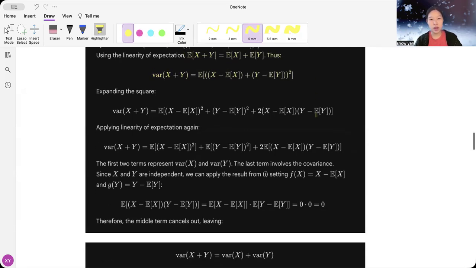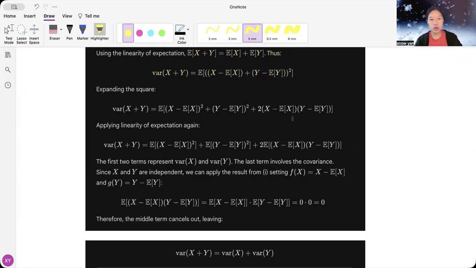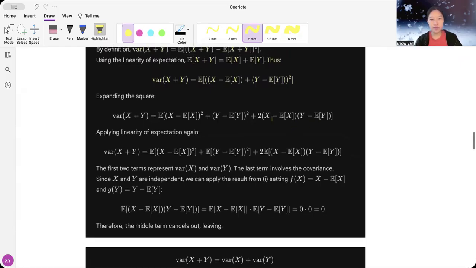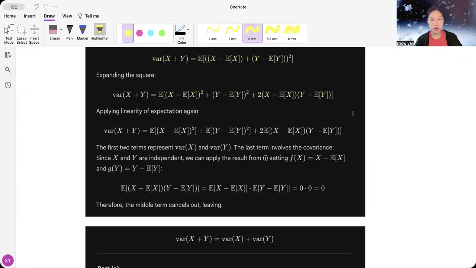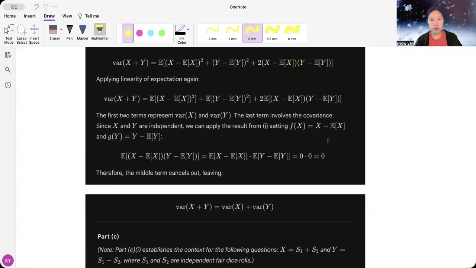It expanded the square so that we have this plus 2 times that. And then it said applying the linearity of expectation again, we get that. So then it said talking about the covariance.